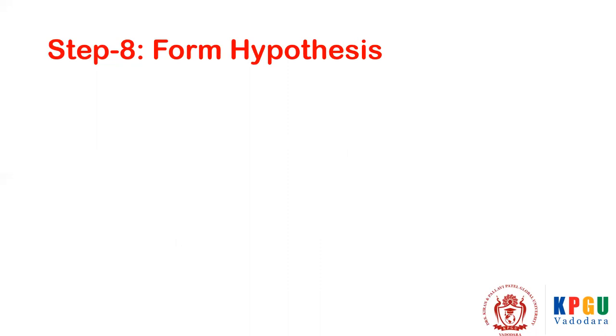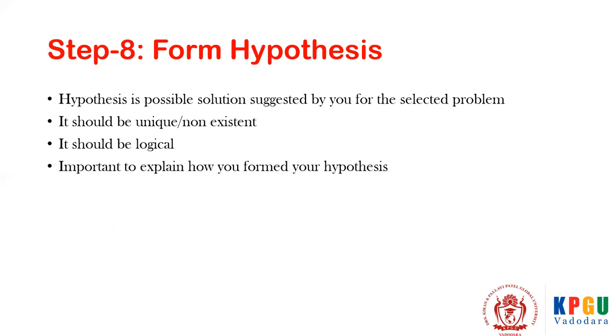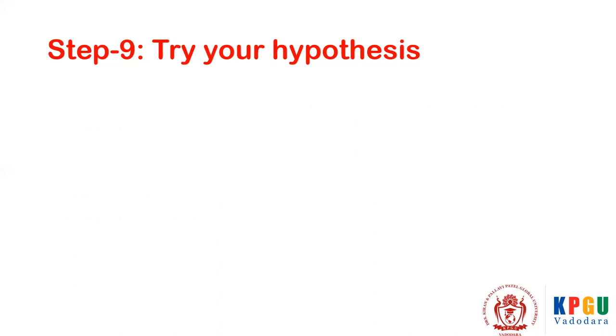So you form a hypothesis for how you are going to solve it. A hypothesis is a possible solution suggested by you for the selected problem. It should be unique and non-existent. It should be logical. It is important to explain how you formed your hypothesis, right? What is the logic behind this? It should be conclusive and deterministic. There should be means to validate it.